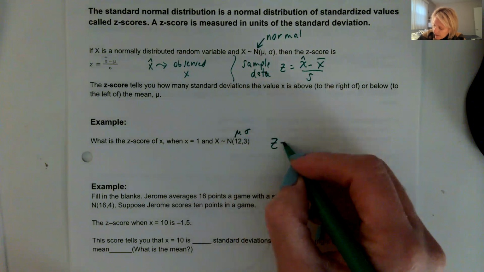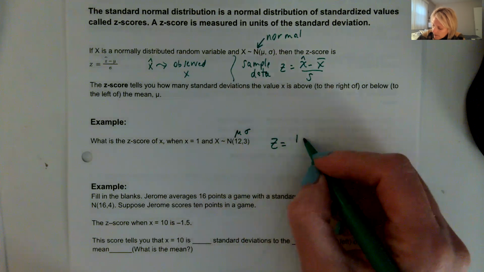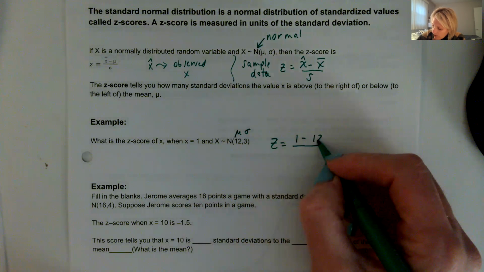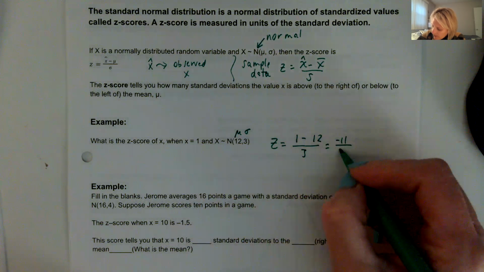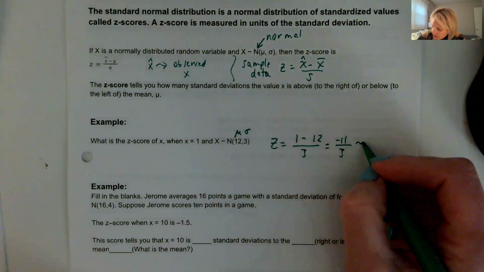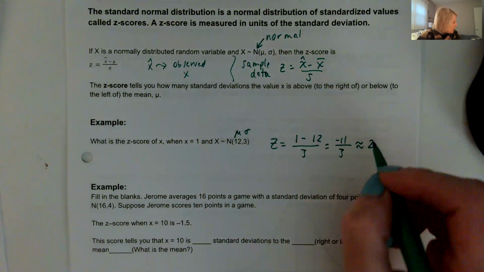So we would say that the Z-score is 1 minus the mean of 12 divided by 3, which is negative 11/3, which is approximately negative 3.67.